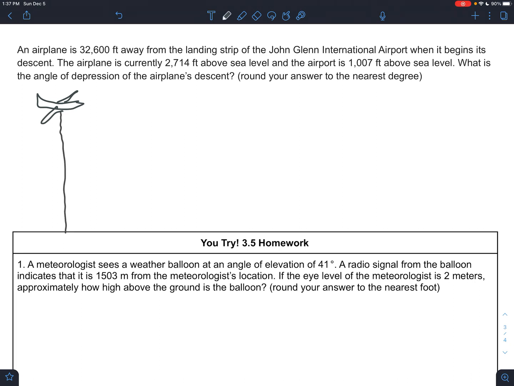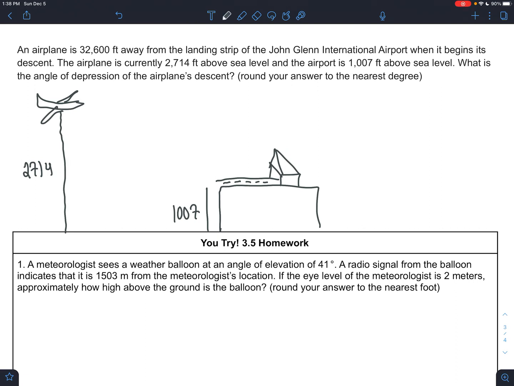So this up here, this table here that's printed on here, that'll be sea level. So this will be 2,715. And the airport is not at sea level. It's actually lifted up 1,007 feet. So the landing strip is here. And then there's the airport. What is the angle of depression? Okay, now we're solving for an angle. So a little bit different.